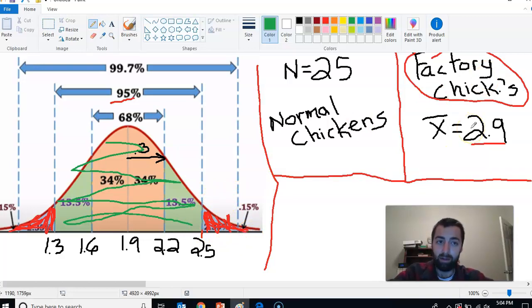Now, it is possible to take a sample of normal chickens, they really are normal, and they have an average weight of 2.9. But it just happens less than 5% of the time. It would be incredibly rare.